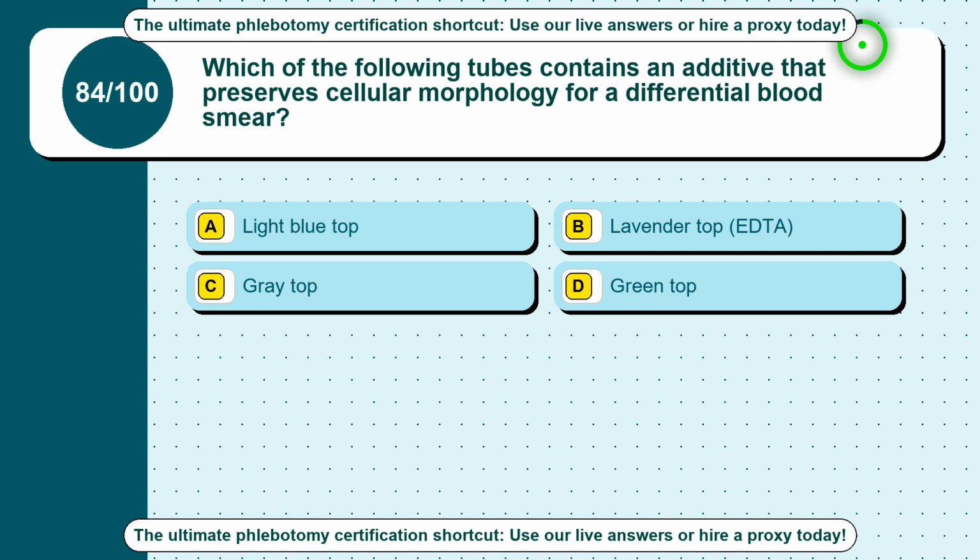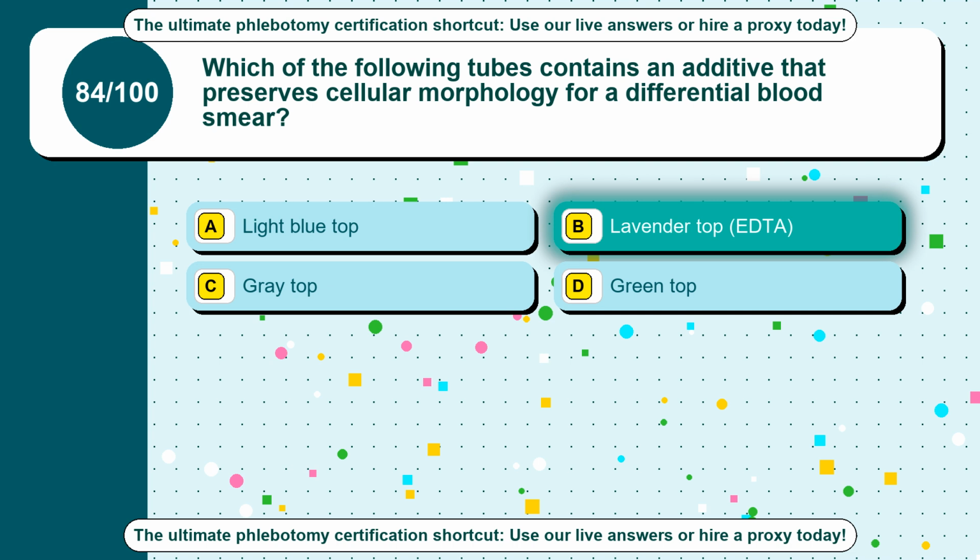Question 84. Which of the following tubes contains an additive that preserves cellular morphology for a differential blood smear? Option A, light blue top. Option B, lavender top, EDTA. Option C, gray top. Option D, green top. The correct answer is option B, lavender top, EDTA.